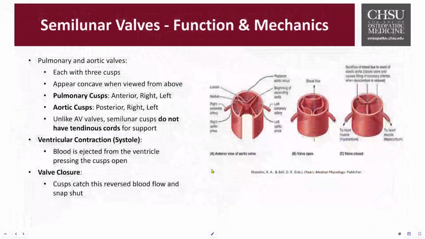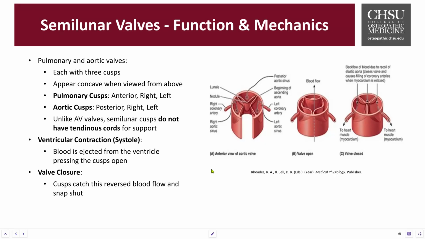Now let's focus on the semilunar valves, the pulmonary and the aortic valves. Each of these valves has three cusps, and they appear concave when viewed from the great artery, looking back towards the ventricles. As we already named them before, the pulmonary has the anterior, the right and the left. The aortic has the posterior, right and the left. And a major difference from the AV valves is that these cusps do not have tendinous cords for support. Their mechanics are relatively simple, as shown in the diagram on the right.